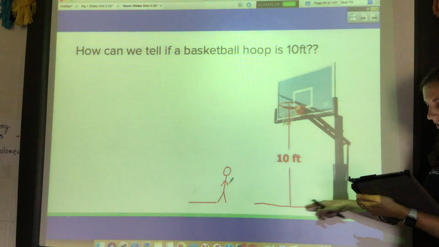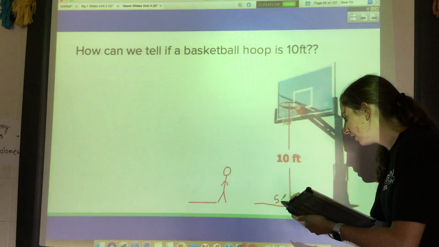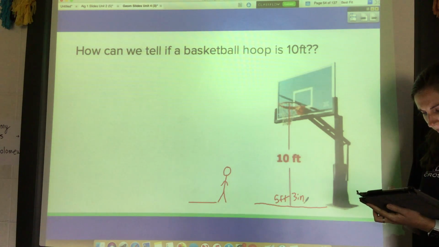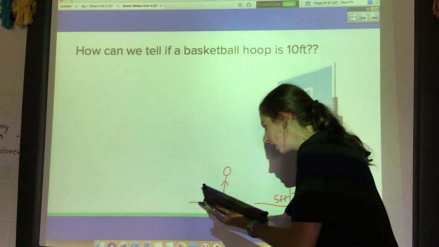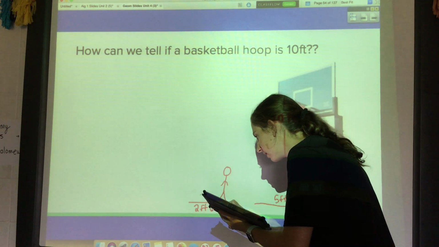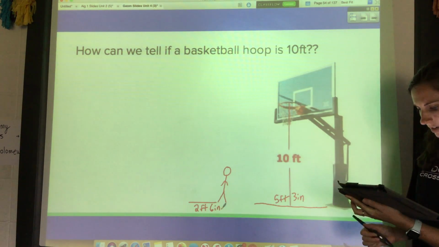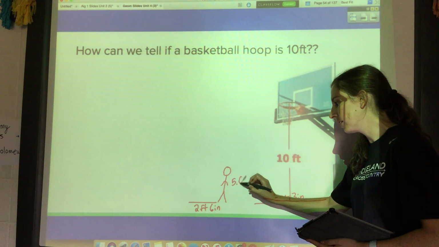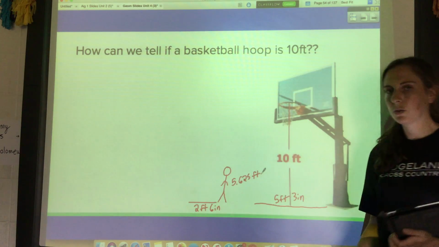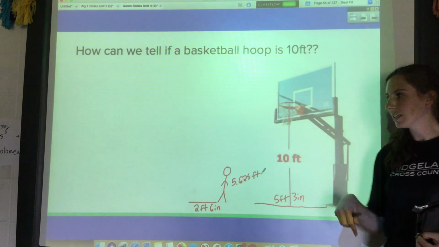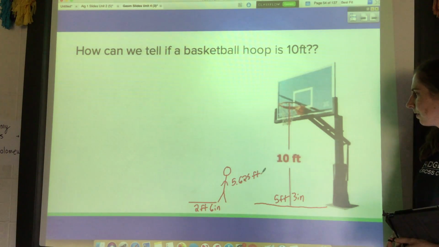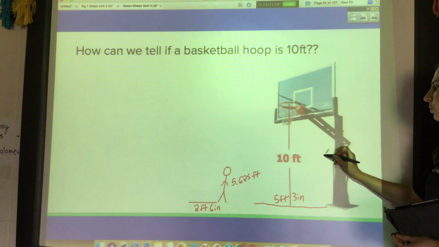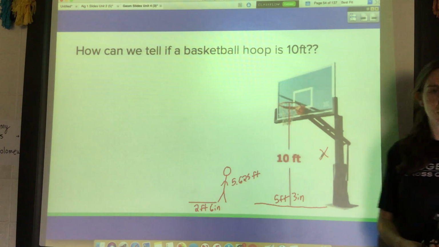So imagine that the shadow of the basketball hoop is 5 feet 3 inches. Imagine that the shadow of the person is 2 feet 6 inches. And I assume we're going with that same height from last time, so 5.625 feet. That would be your height if you're 5'7" and a half like I am. Okay, so we don't know yet if this is 10 feet. So the height of the basketball hoop is x. It's basically what we're trying to solve for.